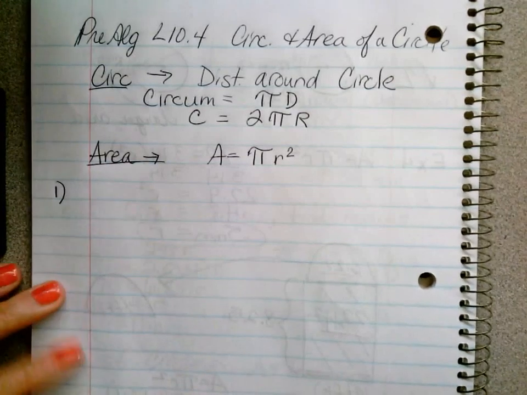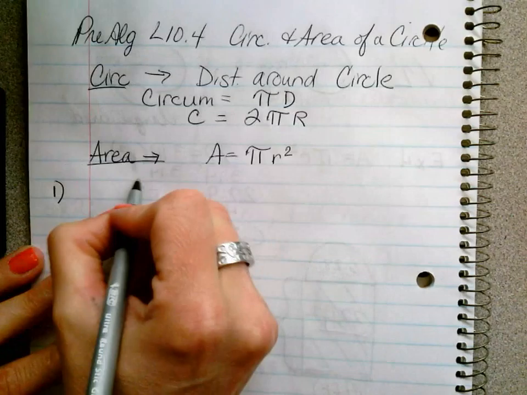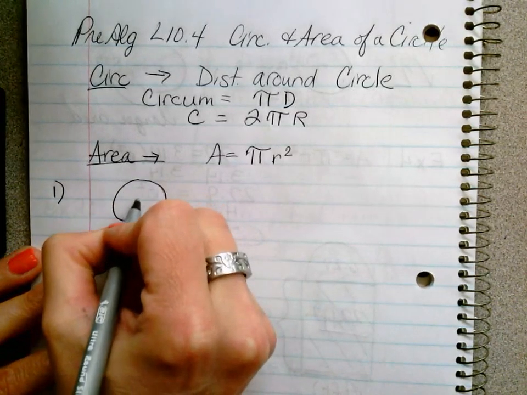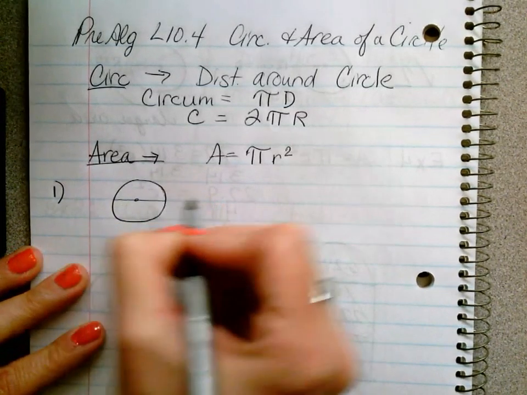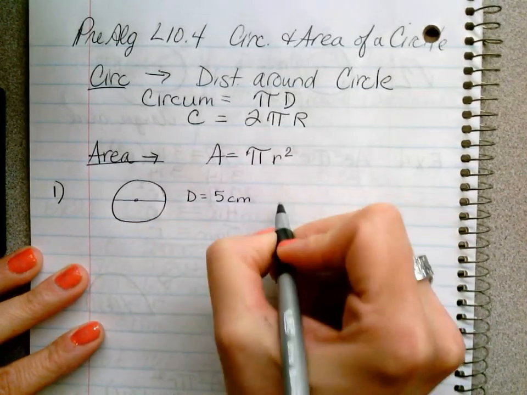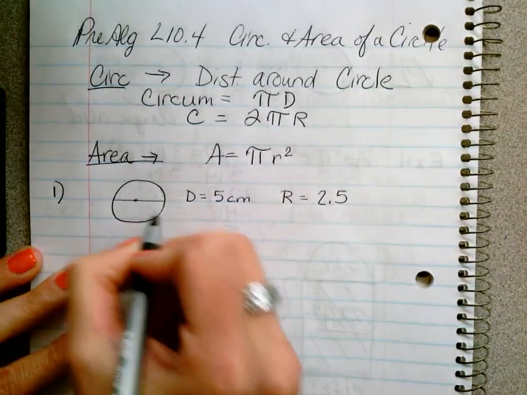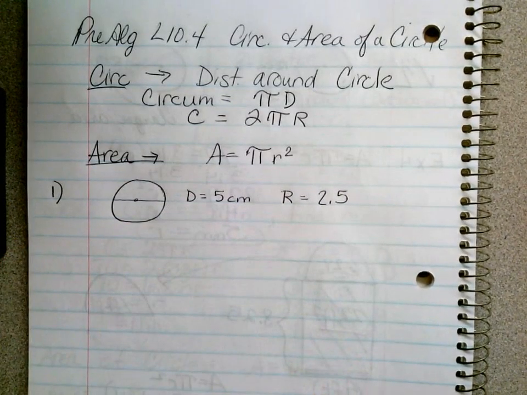Number 1 says the diameter of a circle is 5 centimeters. What is its radius? You don't even have to do this one to know the answer, right? So if the diameter is 5 centimeters, Haley, what is its radius? 2.5 centimeters. Very good. Because the radius is half of the diameter.